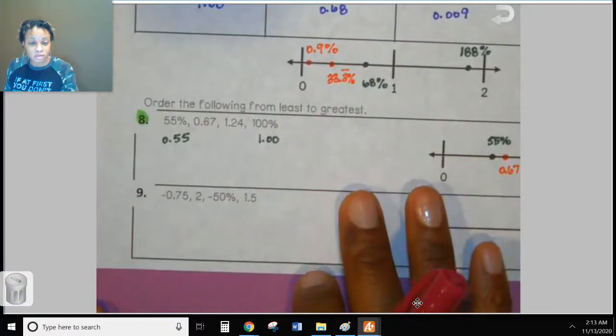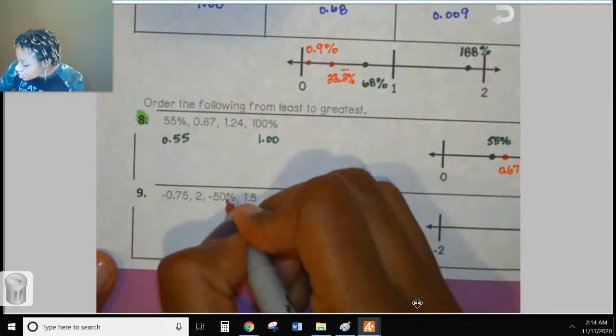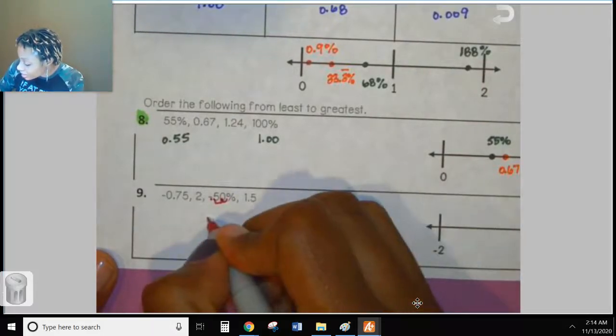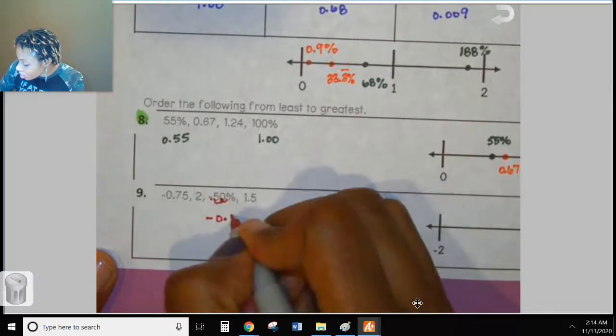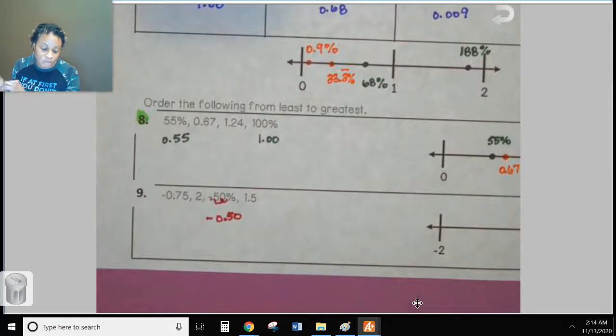Let's look at the next one. So this one, we have a negative decimal, a whole number. We have a negative percent, and we have, I'll say, a mixed number here. So the only one I have to convert is that percentage. 2 places to the left. So this would be negative 50 hundredths, or you could say 5%. So we want to place these on the number line.